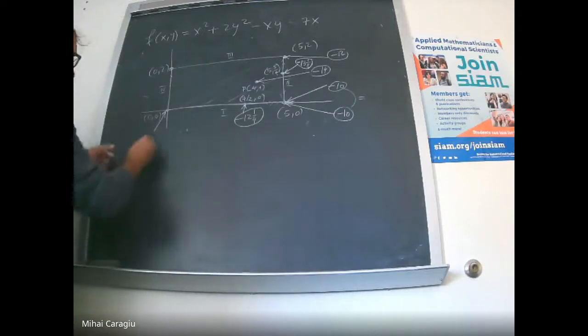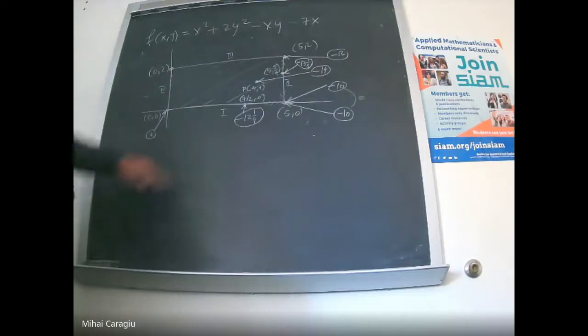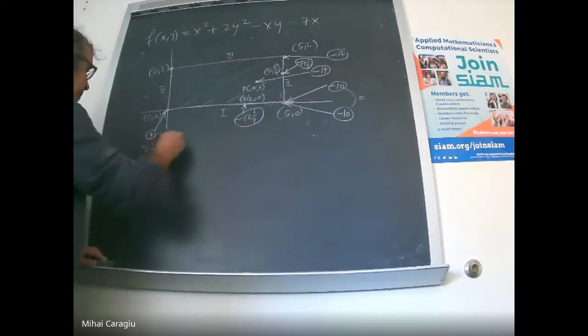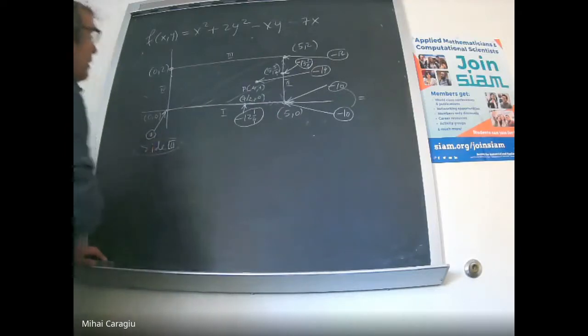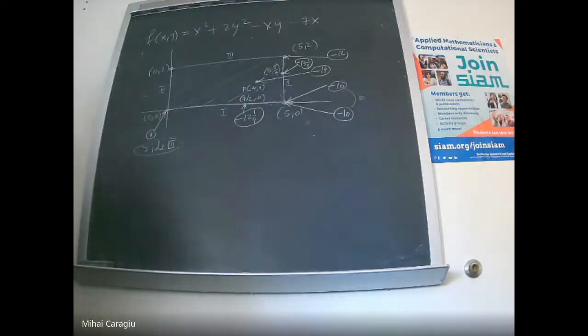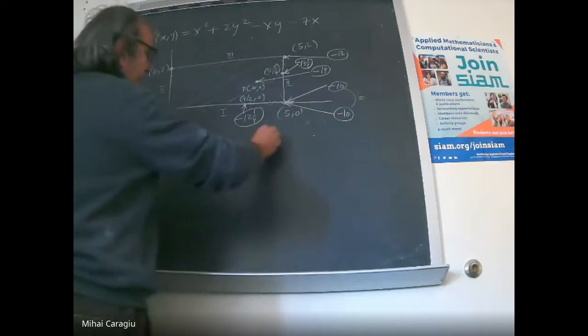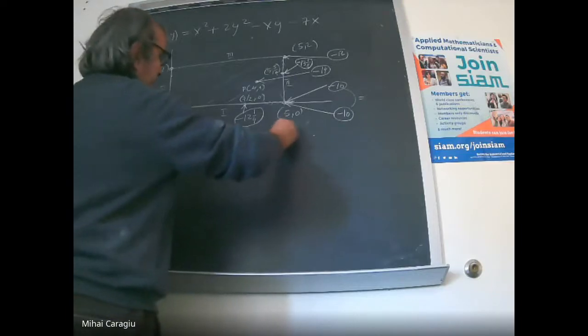Give one more space here, 0 here. Side 3. Let me keep the graphic. Side 3. Along side 3, y equals 2, and x is from 0 to 5. So x is from 0 to 5.